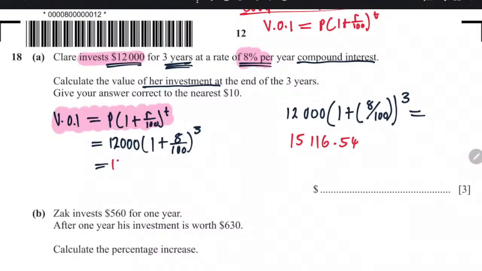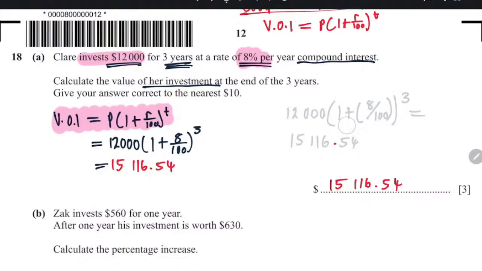$15,116.54. So that's what it is. $15,116.54. Well done. Now we go here.